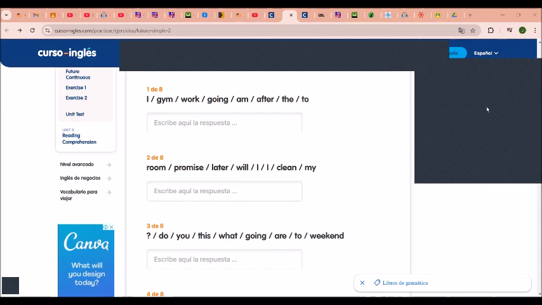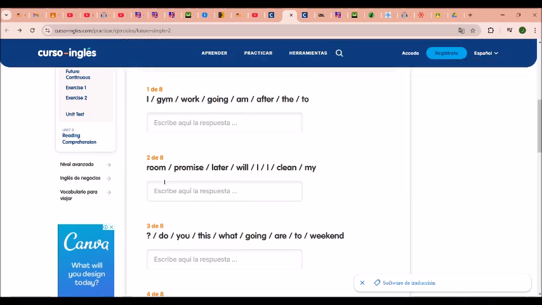Yes. I will promise I will clean my room later. Okay. We usually put the promise first. So I promise I will clean my room later. All right, again. I promise I will clean my room later. Okay.